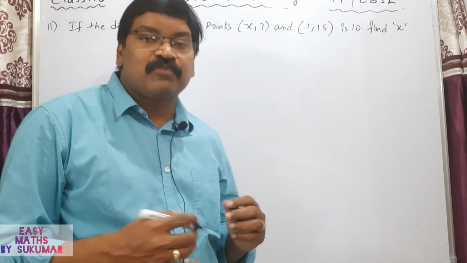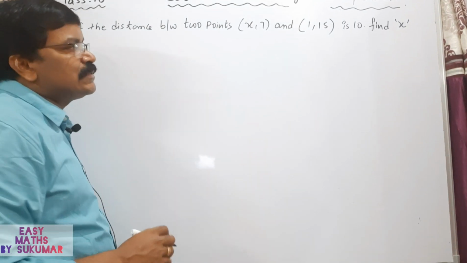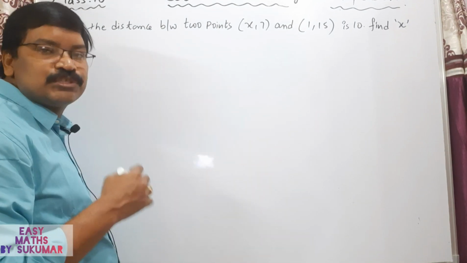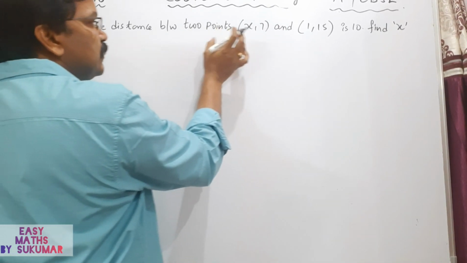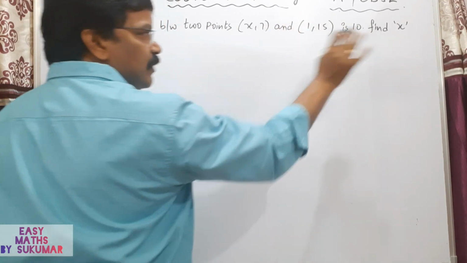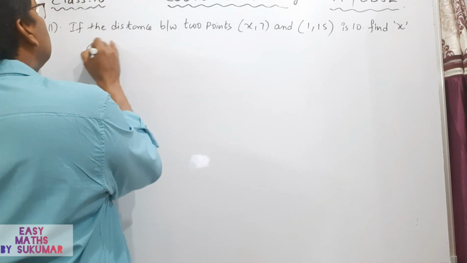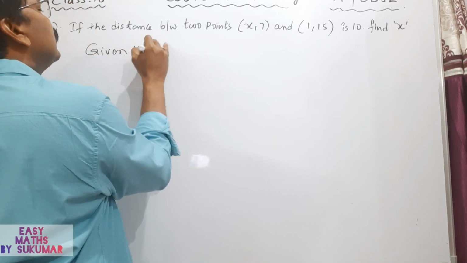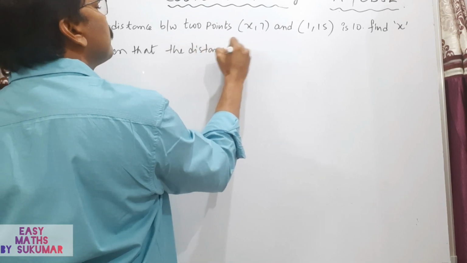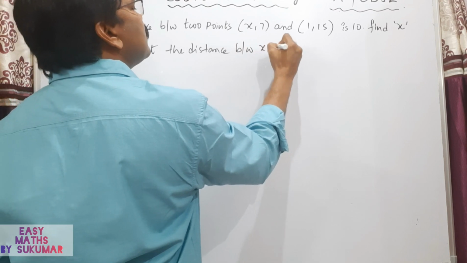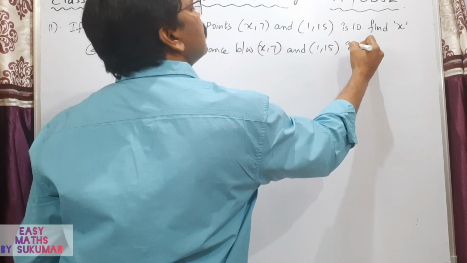Coming to the 11th question in this exercise 7.1. If the distance between 2 points x comma 7 and 1 comma 15 is 10, find x. Okay. See here, it's already given that the distance between x comma 7 and 1 comma 15, it is 1 comma 15, is 10.